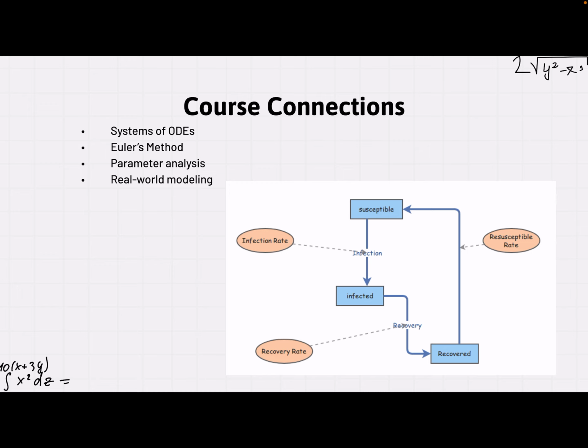So, course connections. This project ties directly into our class. We learned how to solve systems of first-order ODEs, use Euler's method for numerical solutions, and analyze how parameters affect outcomes. It's cool to see how these techniques work together in a real-world application. It helped me to see what we're learning in class can actually make a difference outside of it.